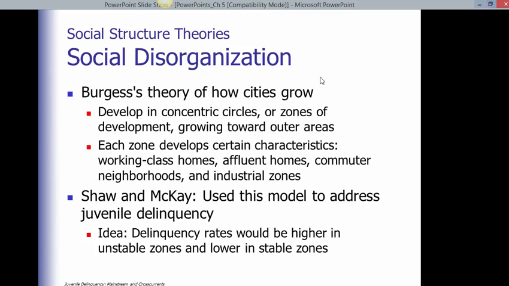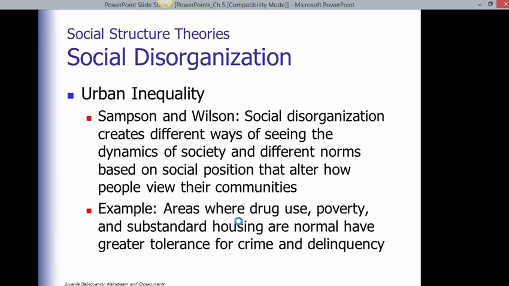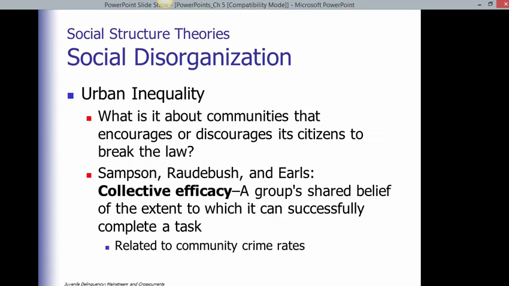Shaw and McKay used this model to address juvenile delinquency. The idea was that delinquency rates would be higher in unstable zones and lower in more stable zones. Urban inequality. Sampson and Wilson found social disorganization creates different ways of seeing the dynamics of society and different norms based on social positions that alter how people view their communities. Example, areas where drug use, poverty, and substandard housing are normal have greater tolerance for crime and delinquency.